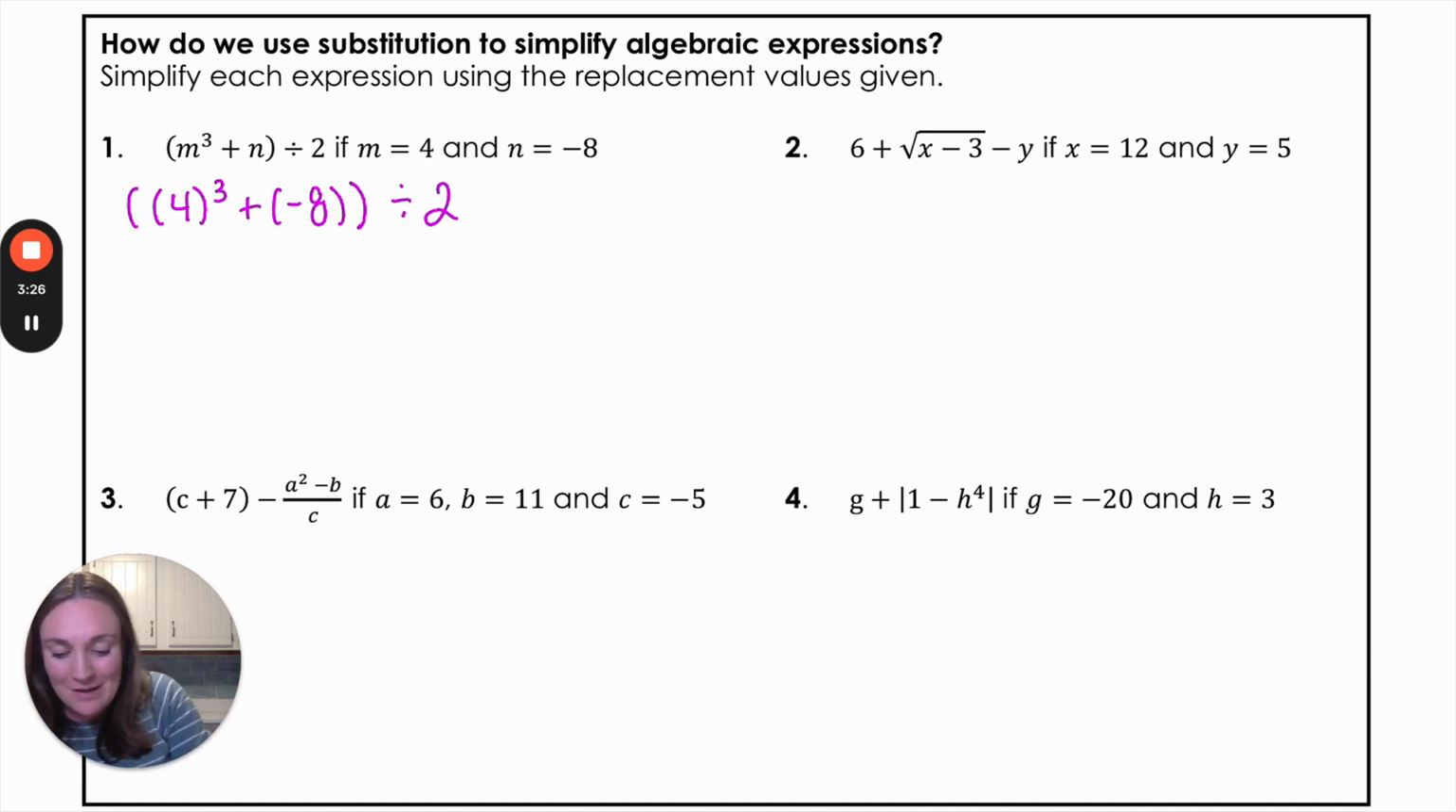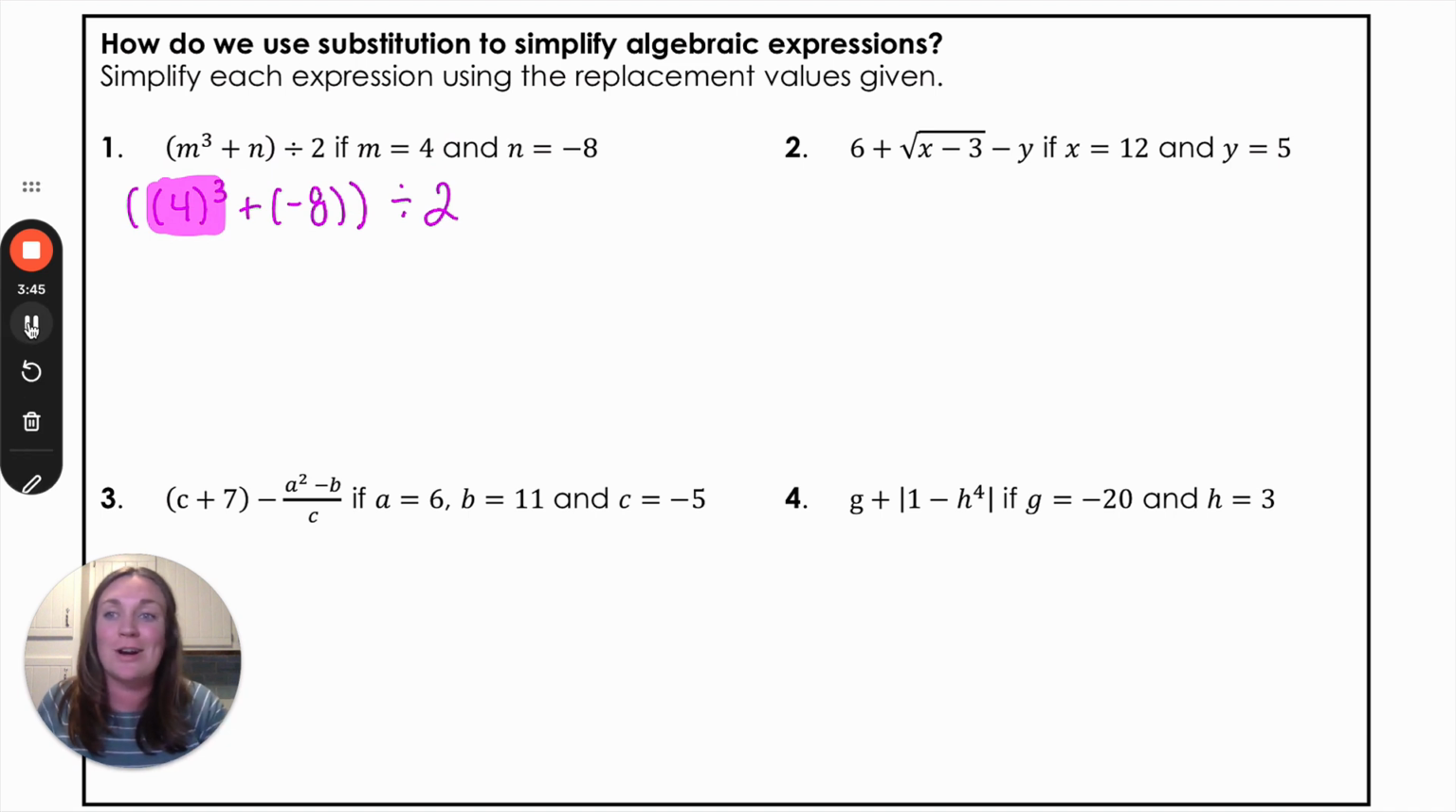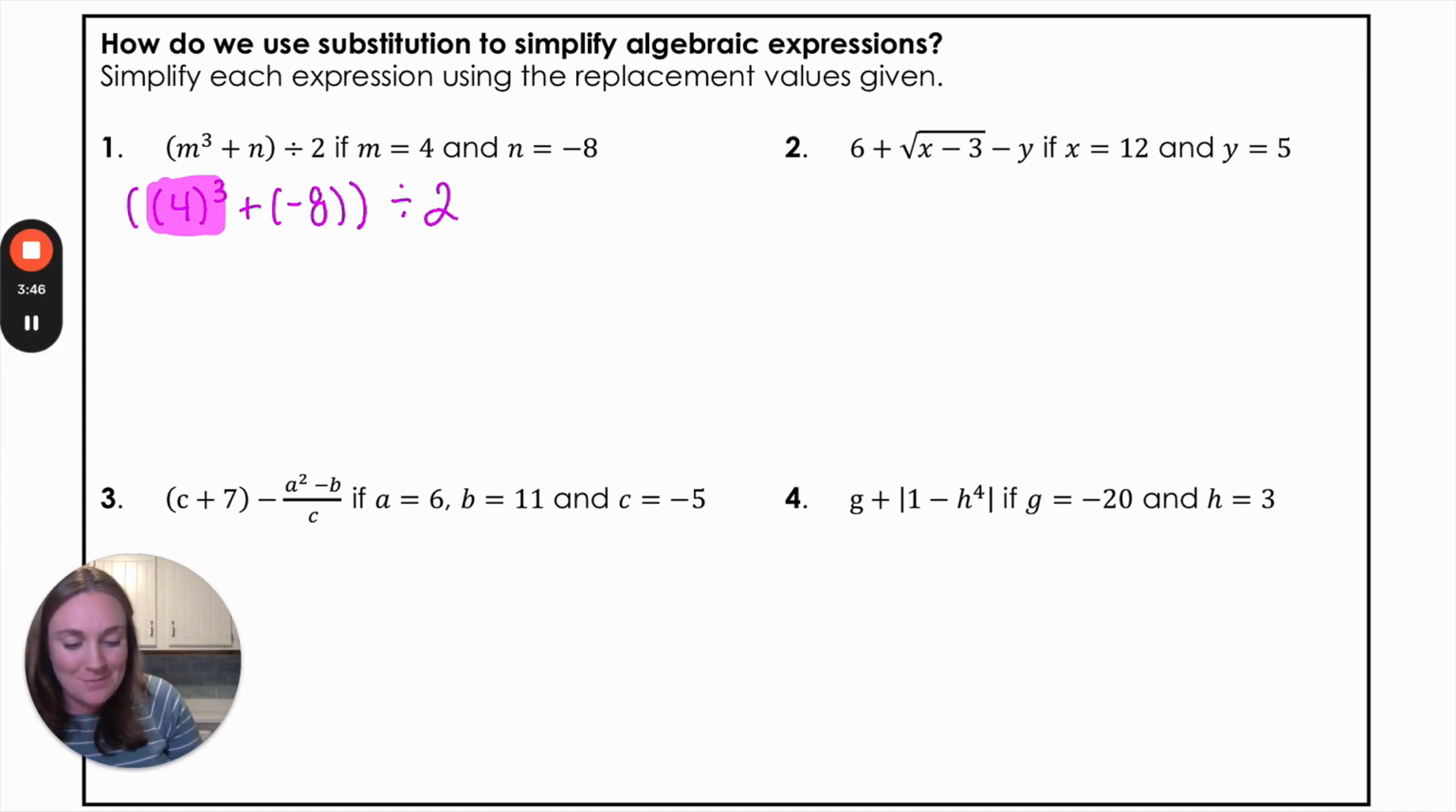So again, I'm going to look at everything inside this parentheses first, and then I follow that order of operations again. So I'm going to look inside the parentheses for any grouping, then I'm going to look at the exponent, so I'm going to take this 4 to the third, and that will be the first thing that I simplify. So remember, we're taking that base 4 times itself 3 times. So 4 times 4 times 4, which is going to give me 64. So I have my parentheses, 64 plus that negative 8, all divided by 2.